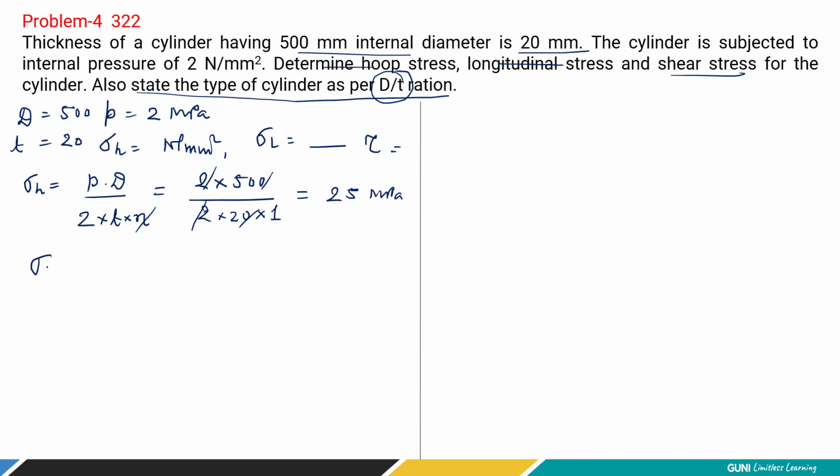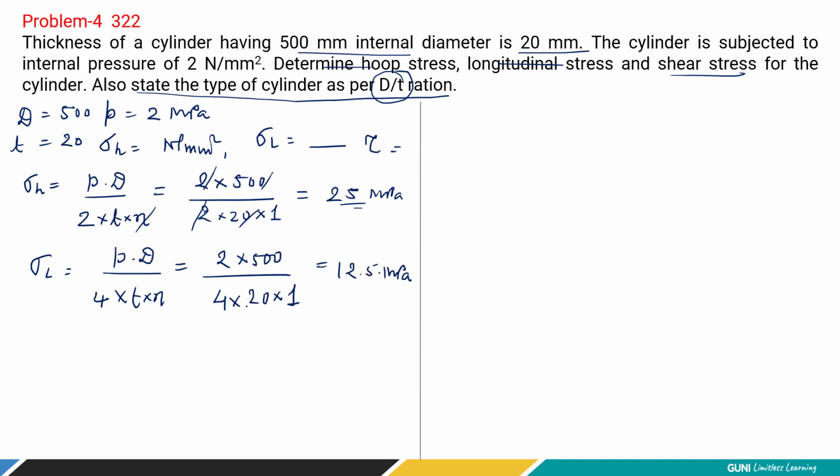Similarly, for longitudinal stress, it is P into D divided by 4 times shell thickness and the joint efficiency. So 2, 500, 4, thickness is 20 and the joint efficiency taken as 1. This is half of the previous value, so the longitudinal stress is equal to 12.5 megapascal. As we have learned in theory, the longitudinal stress is half of the hoop stress. This is very clear from this numerical.